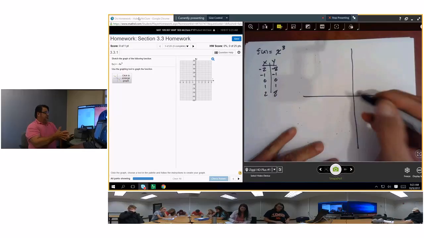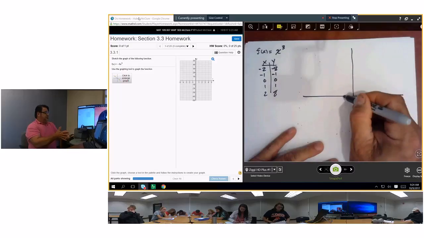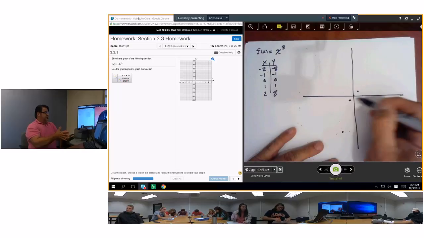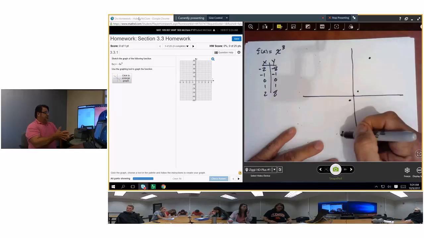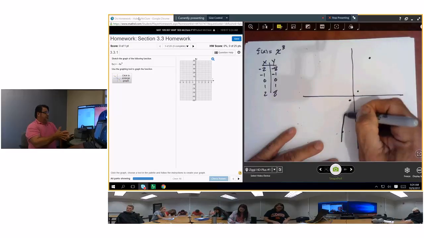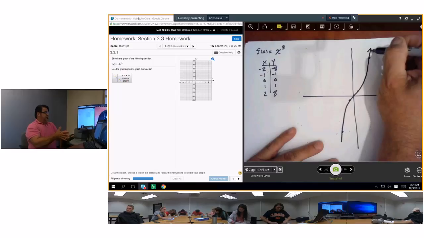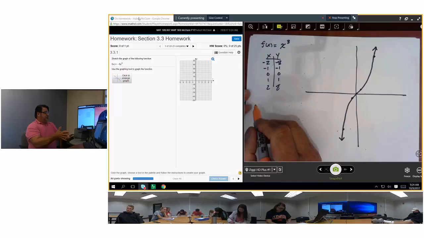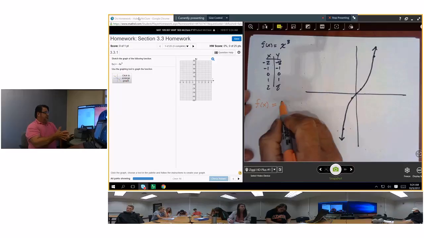All right, so -2, -8. -1, -1. 0, 0. 1, 1. And 2, 8. So you got your curve. Okay, now take another color, and we'll do peach color. Peach, I love peach ice cream. f of x is equal to -6x cubed.